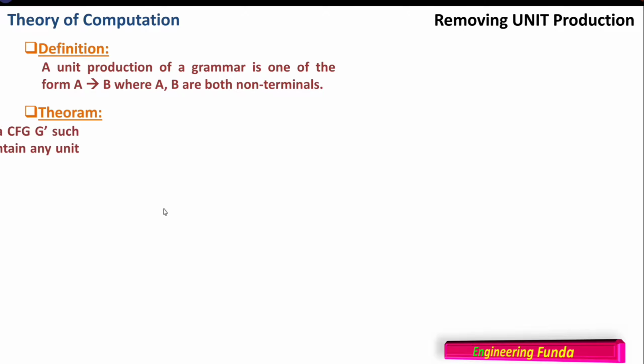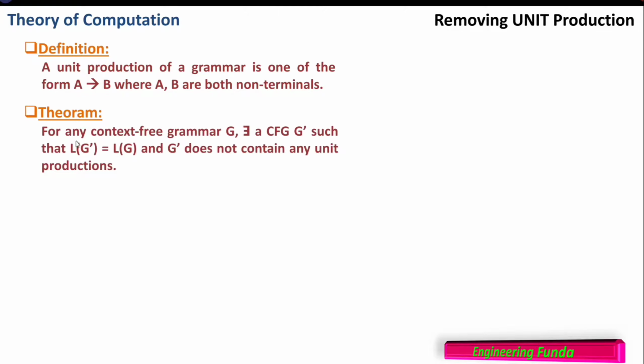There is a theorem saying that for any given context-free grammar G, there exists another context-free grammar G dash such that L of G dash is equal to L of G. That means language accepted by G dash and G are same and G dash does not contain any unit production. That means for any given context-free grammar with unit production, we can have another context-free grammar G dash without any unit production accepting the same language.